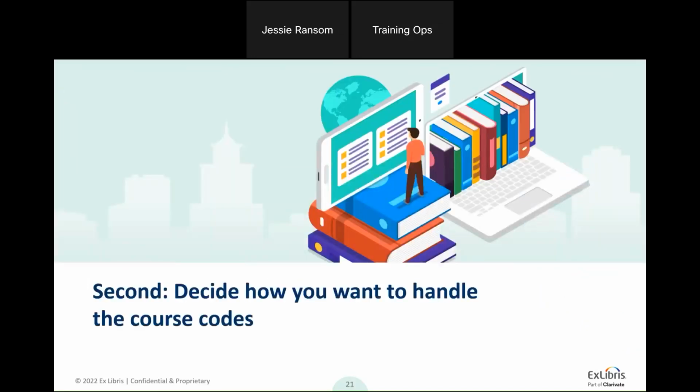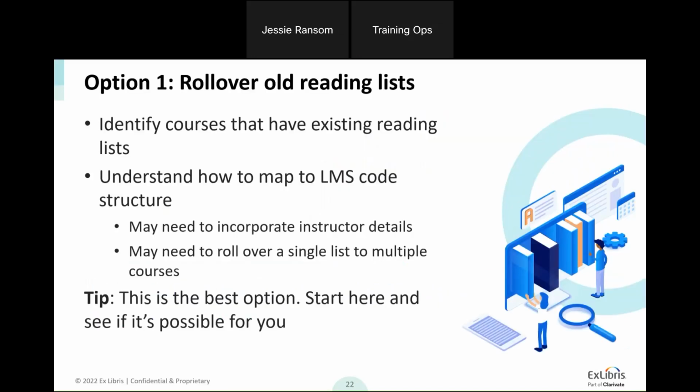The second thing that you'll need to decide is how you want to handle the course codes. I mentioned that technically speaking, this is the biggest challenge, at least as I see it. So I will spend some time on some of the different options that are available here. The first option is actually to do a rollover. What you would do here is identify your traditional course reserve courses or reading lists.